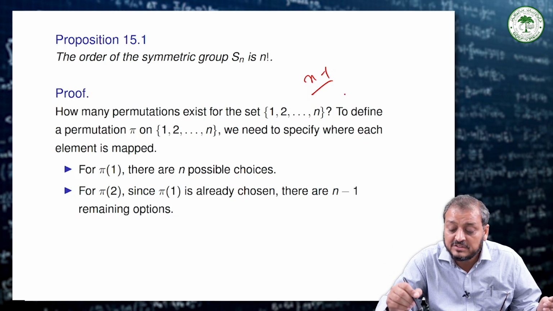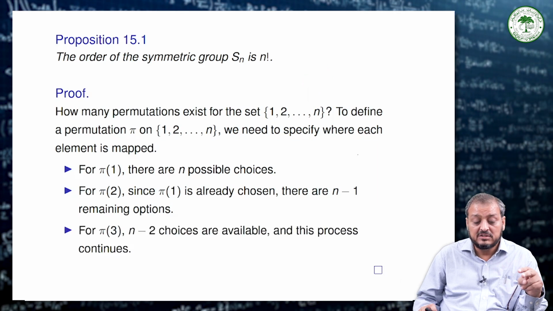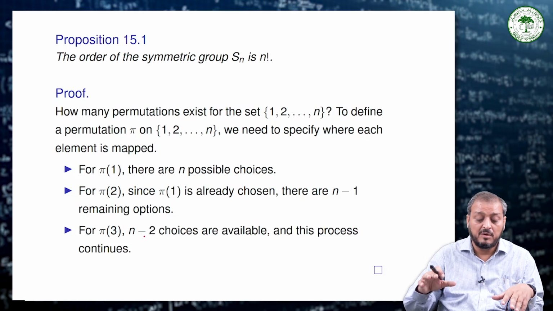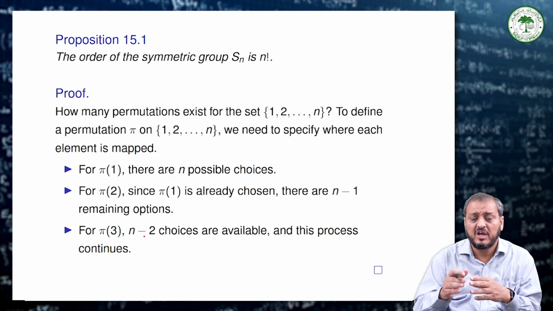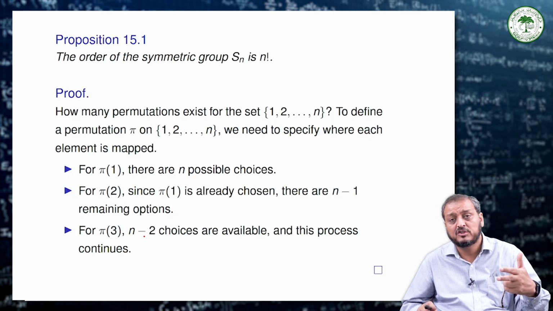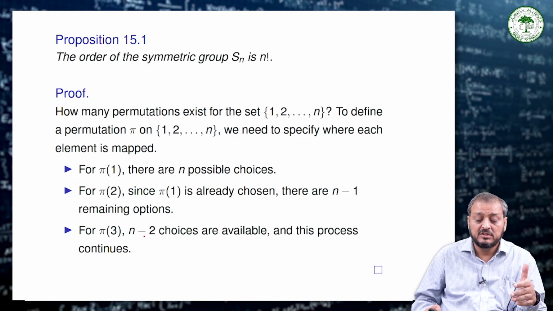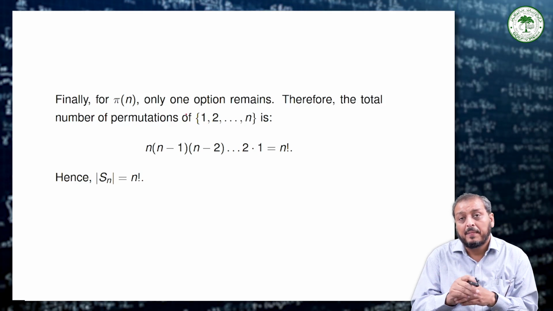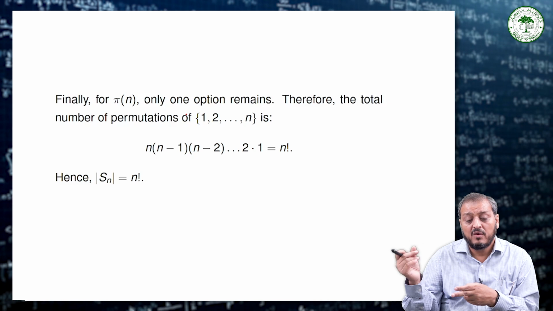So we have a total of n minus 2 choices for pi 3, and in a similar fashion this process continues. For pi 4 we have n minus 3 choices, because n minus 1 and n minus 2 are already chosen. Finally, for pi n only one choice remains. For pi n minus 1 we have 2 choices, and for pi n only one choice remains.